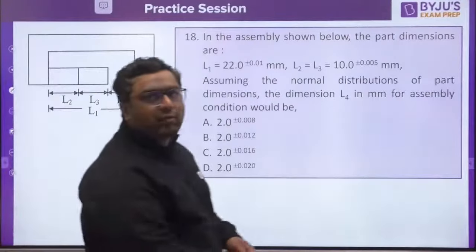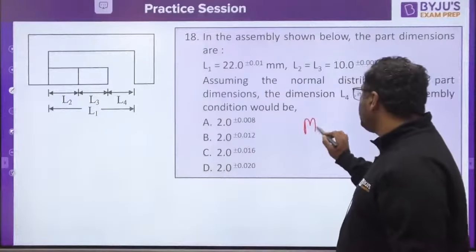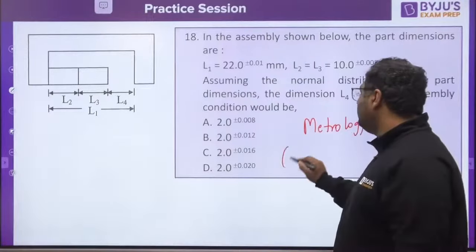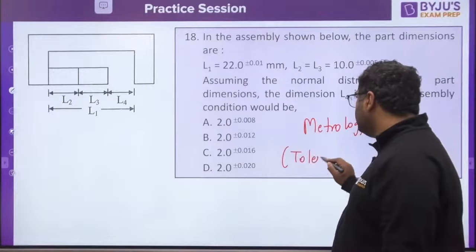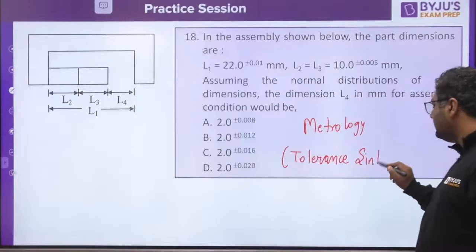Next question. This is once again from metrology. From inspection we have seen. This question is from metrology. Tolerance stack is the topic. This is from tolerance stack.